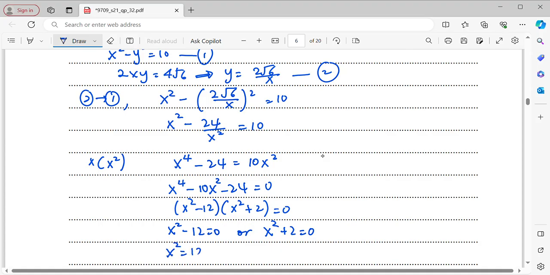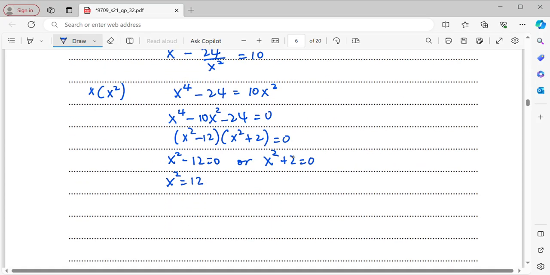x squared is 12, right? Or x equals to plus minus square root 12. So the square root 12 is same as square root of 4 times 3, which is 2 square root 3. Therefore, here is going to be plus minus 2 square root 3. Now, when x squared plus 2 equals to 0, that means your x squared is negative 2.